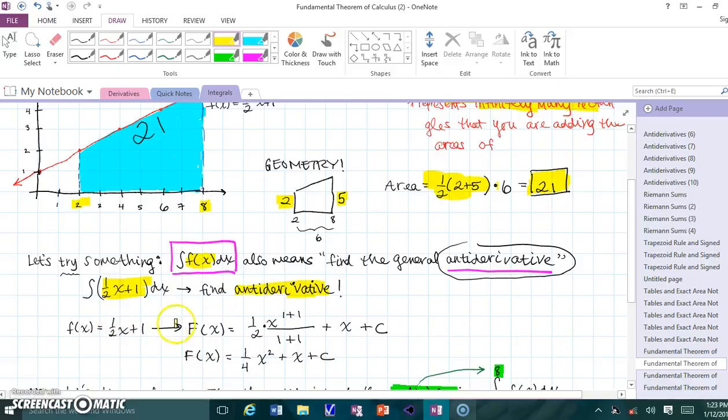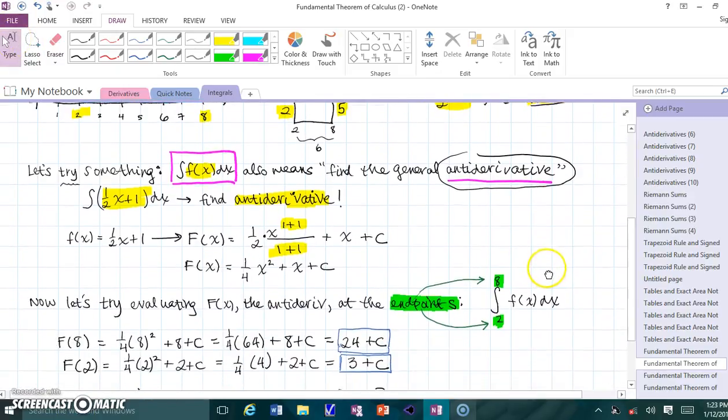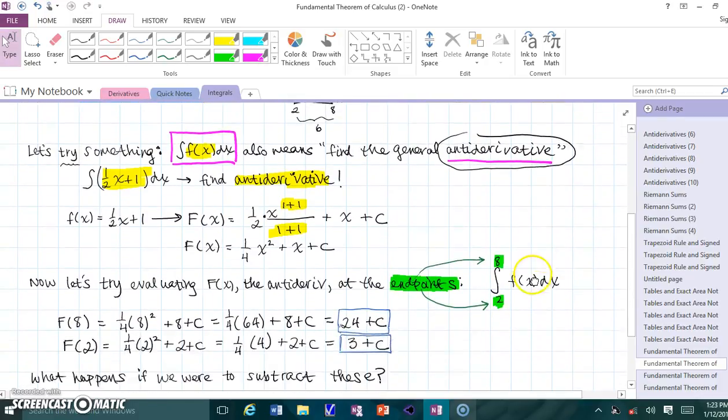So antiderivative, I'm adding 1 to the exponent, dividing by my new exponent. 1 becomes x, I add c, and by now you should be okay doing antiderivatives. When you copy this down, make sure you're following along. And now, just for the heck of it, let's try something else.